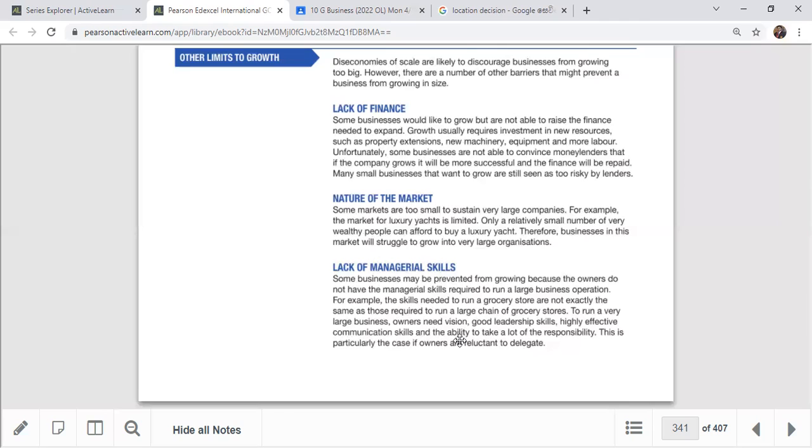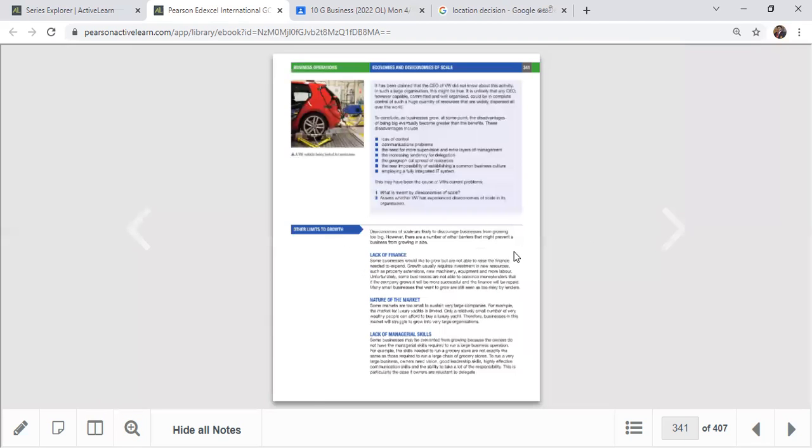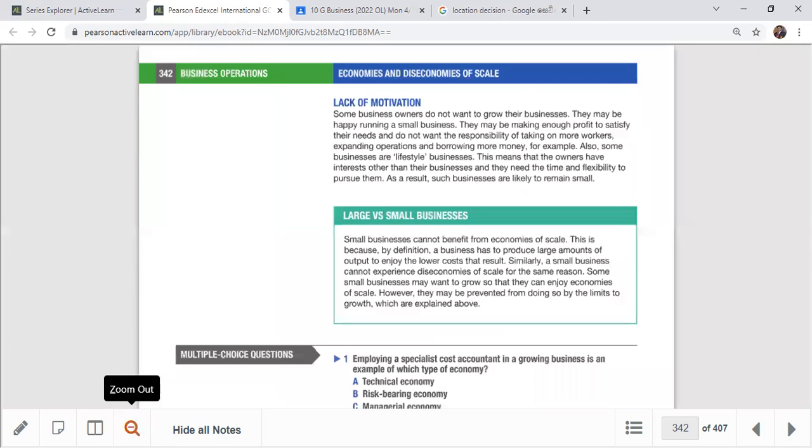Like that, these are the main reasons why businesses can't grow. This applies particularly in the case of owners reluctant to delegate their power, and lack of skill. And finally, you can see the lack of motivation. Sometimes there is a lack of motivation to grow bigger. They may be happy running the small business, as I told you. So they have a profit satisficing idea. They don't want to take big responsibilities. As a result, they like to run a lifestyle business, and the organization wants to remain small.